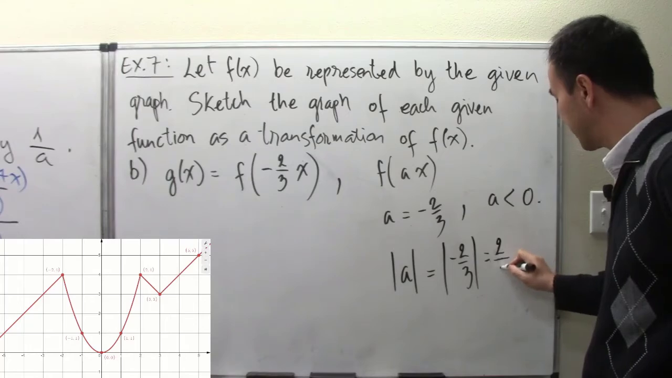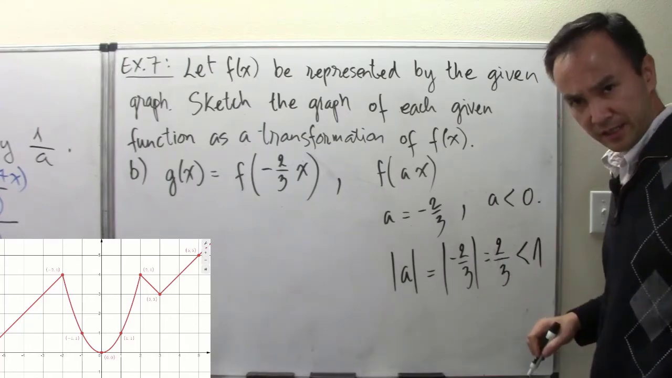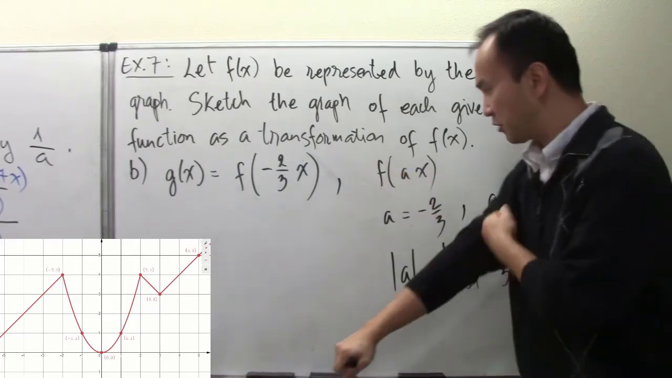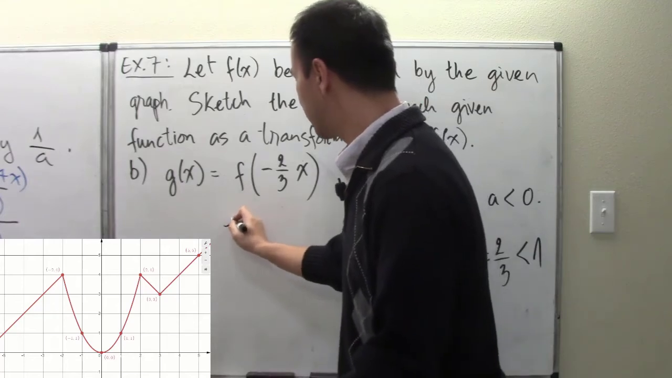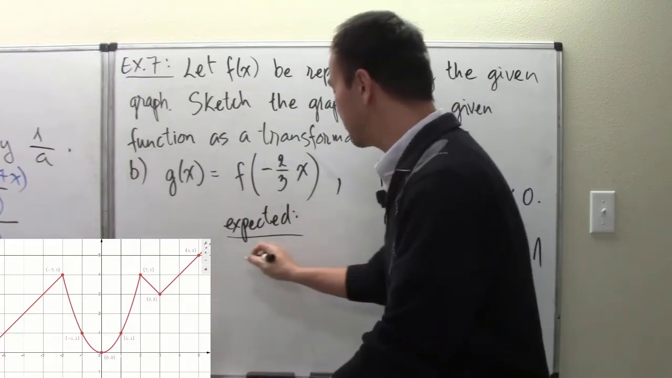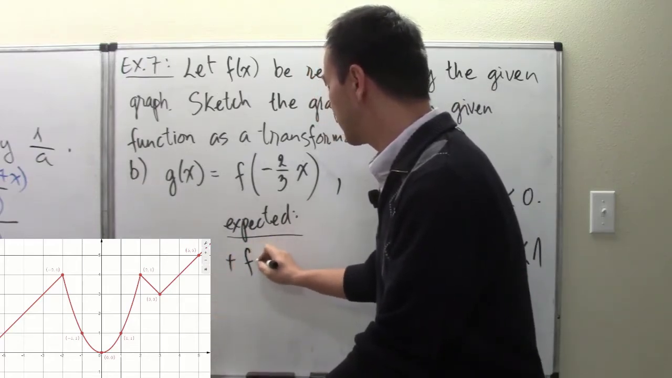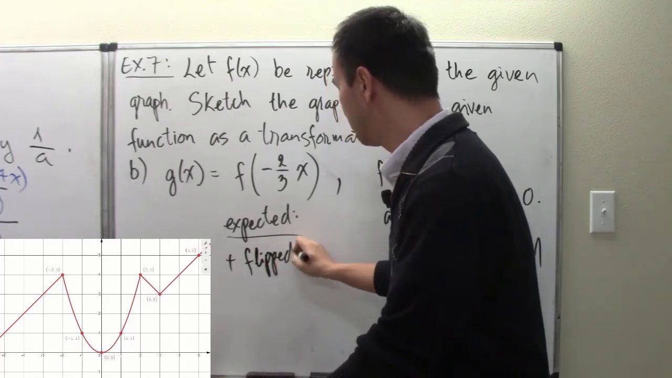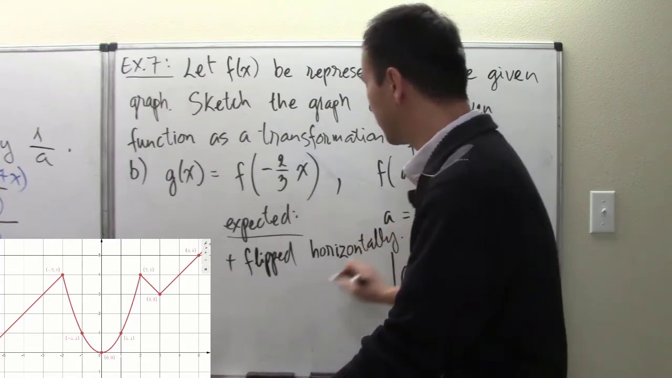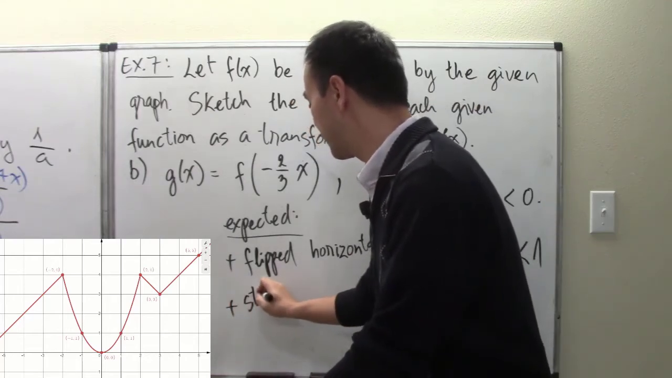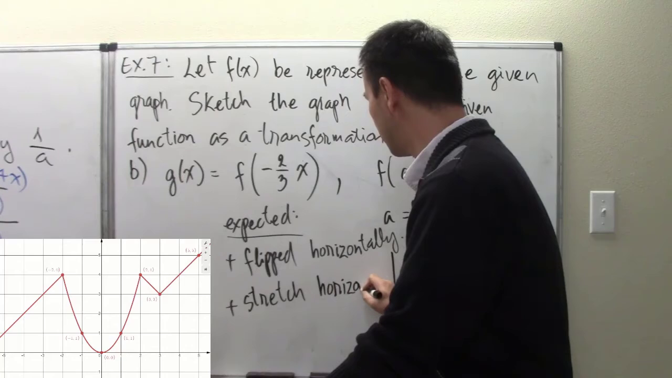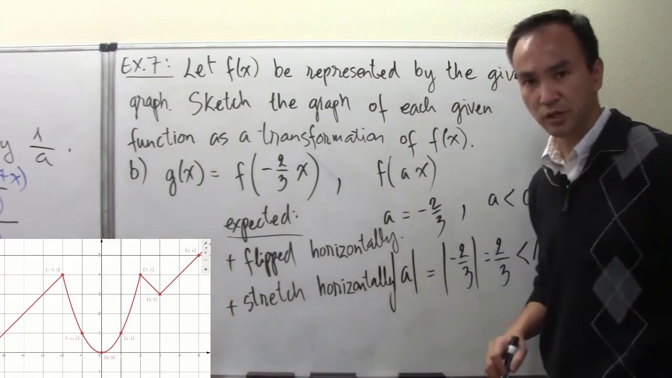Which is clearly 2/3 being less than 1. So I'm expecting here that we're going to have to horizontally stretch out our graph right there. So I'm just going to note down the expectation here. The graph here is expected to be flipped, we're going to flip it horizontally. All right, and then we're going to have it stretched horizontally. All right, so those are the expectations.